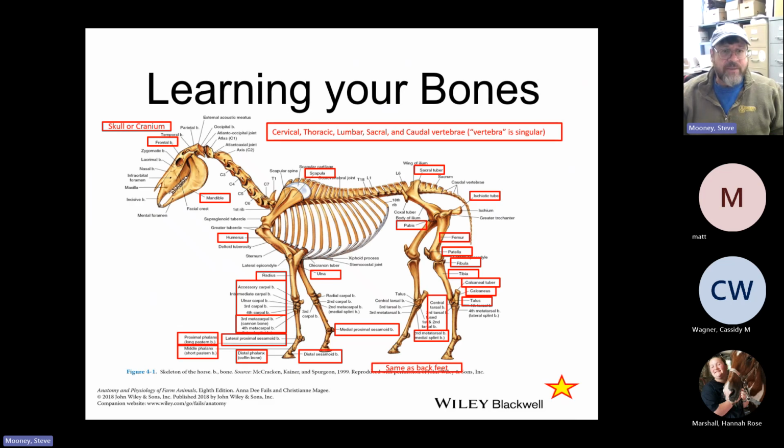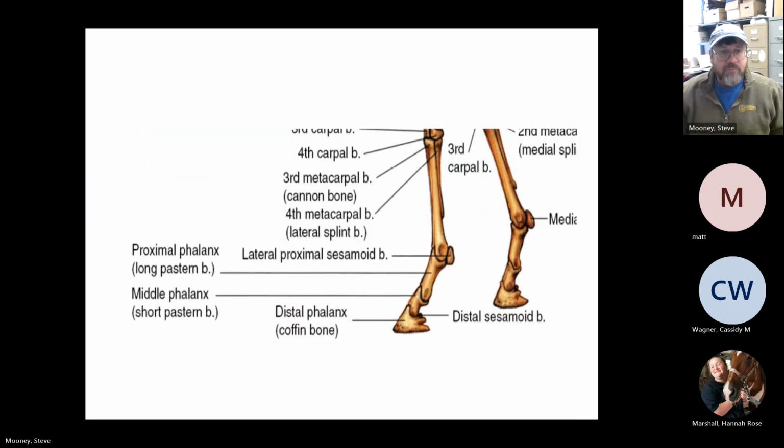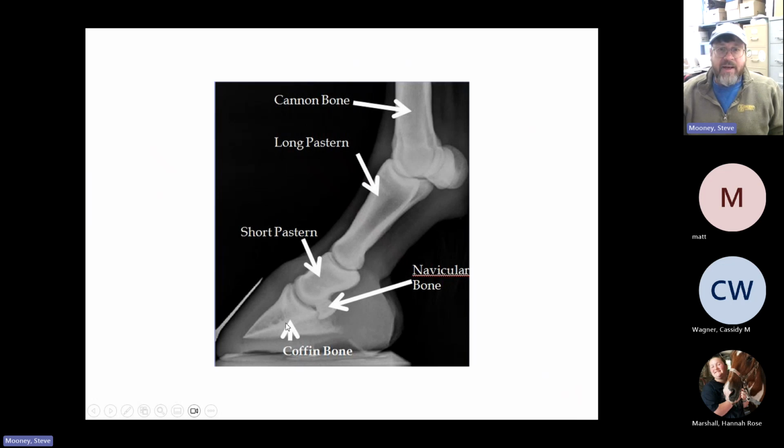Bones, we've been over these already. So we've got the two sesamoid bones at the end. We have the medial and lateral sesamoid up here. We've got the three supporting bones, the proximal phalanx or long pastern bone, middle phalanx or short pastern bone, and then the distal phalanx or coffin bone or P3 or toe bone, whatever you want to call that. And then we've got our navicular or distal sesamoid bone in the back there. So looking at an X-ray, you can see our sesamoid bone back here, long, short, coffin bone, and that navicular or sesamoid bone in there.